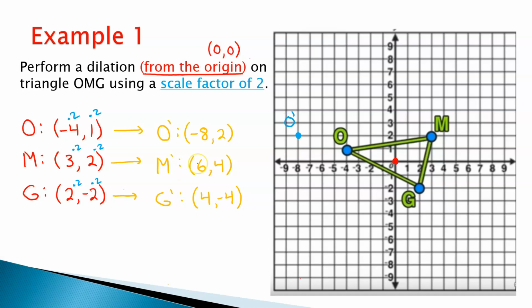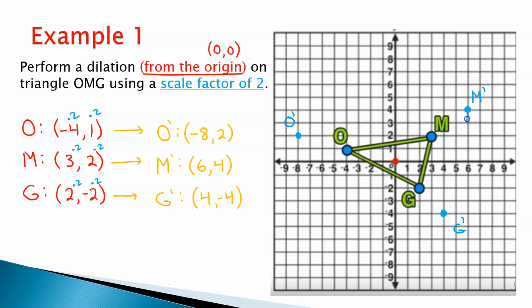What about M prime? 6, 4. So 6 to the right and up 4. That is going to be M prime. Don't forget to label. And then lastly, G prime. 4 to the right and -4 down. That right there is going to be our G prime.